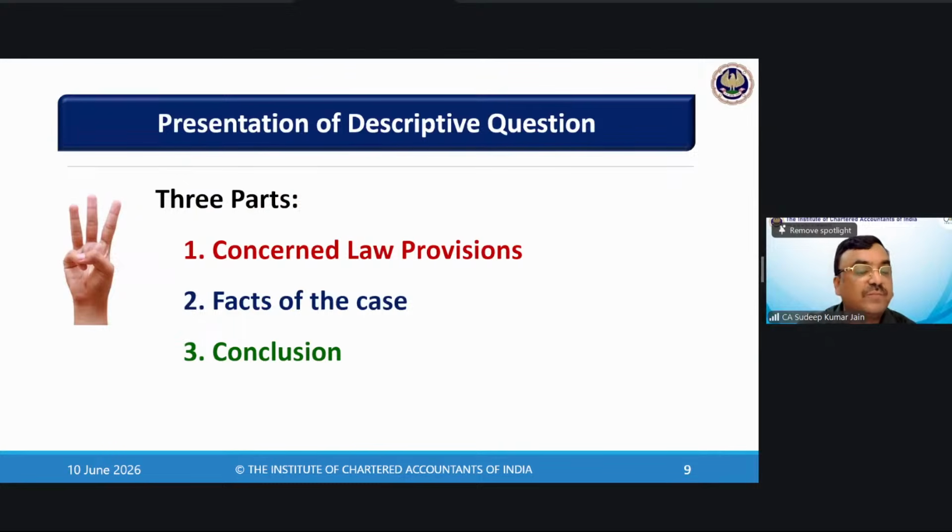And about the presentation, once again I'm saying, when a descriptive question has to be solved, you have to give the answer in 3 parts. First part, the basis on which you are giving the answer. In the second part, you have to mention the problem in a summarized way for which you are giving the answer. And the third part is the conclusion, which gives the answer. You may mention the headings, you may ignore the headings, but present in this sequence only.